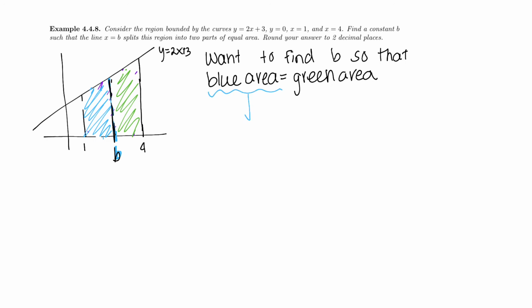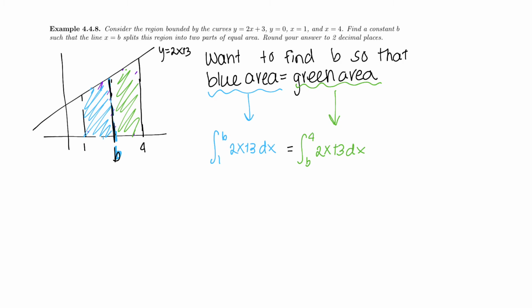This blue area here could be represented with the integral from 1 to, we don't know what b is, but it's something, b, of 2x plus 3 dx. And the green area is going to go from b to 4, same line, 2x plus 3 dx. And we want those to be equal to one another.